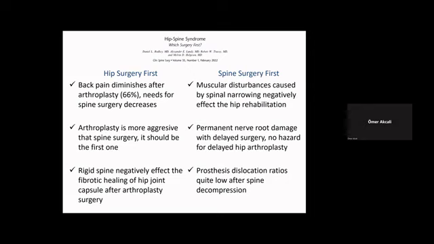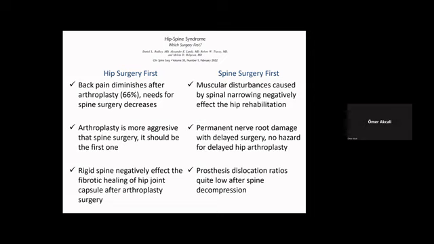They propose that hip arthroplasty prior to spine surgery may decrease the need for spine surgery. The second reason is that hip arthroplasty is more aggressive surgery than spinal decompression. Its postoperative rehabilitation is also more important.